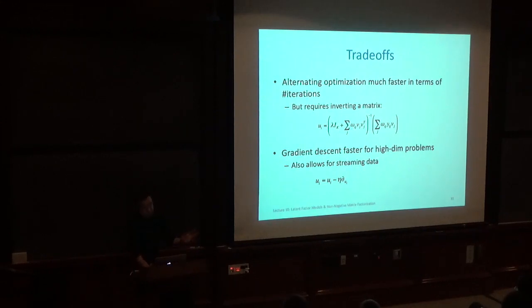Not surprisingly, alternating closed form optimization converges much faster in terms of number of iterations, but it requires inverting this matrix, which can be expensive. And so what people typically do is some kind of gradient descent for high dimensional or large problems. It also allows streaming the data. For smaller problems, I've often just done alternating closed form optimization, but for much larger problems, it's typically not possible.